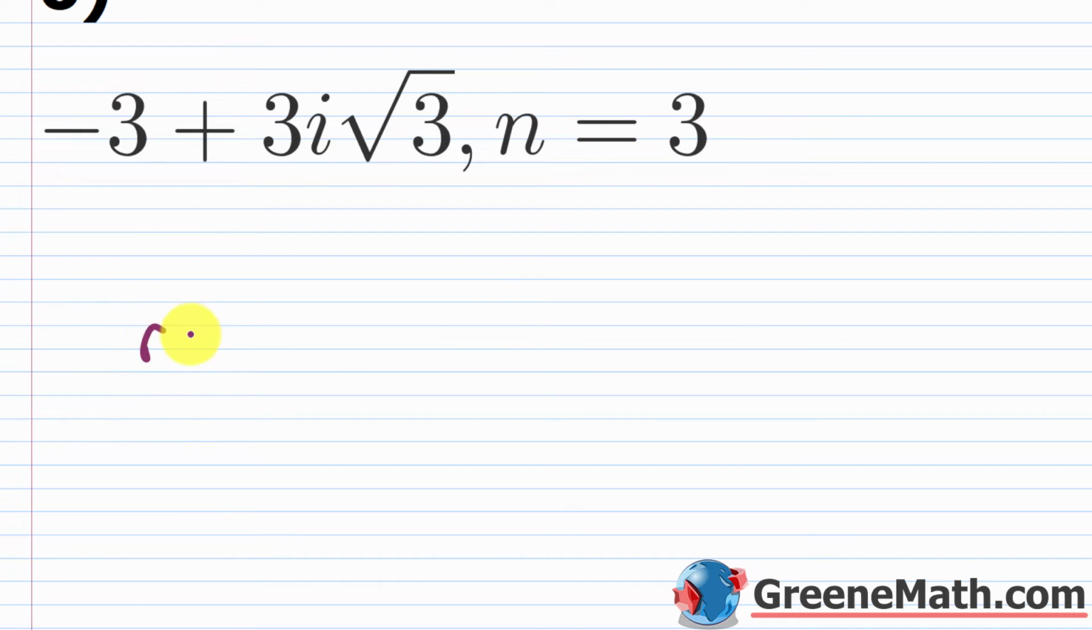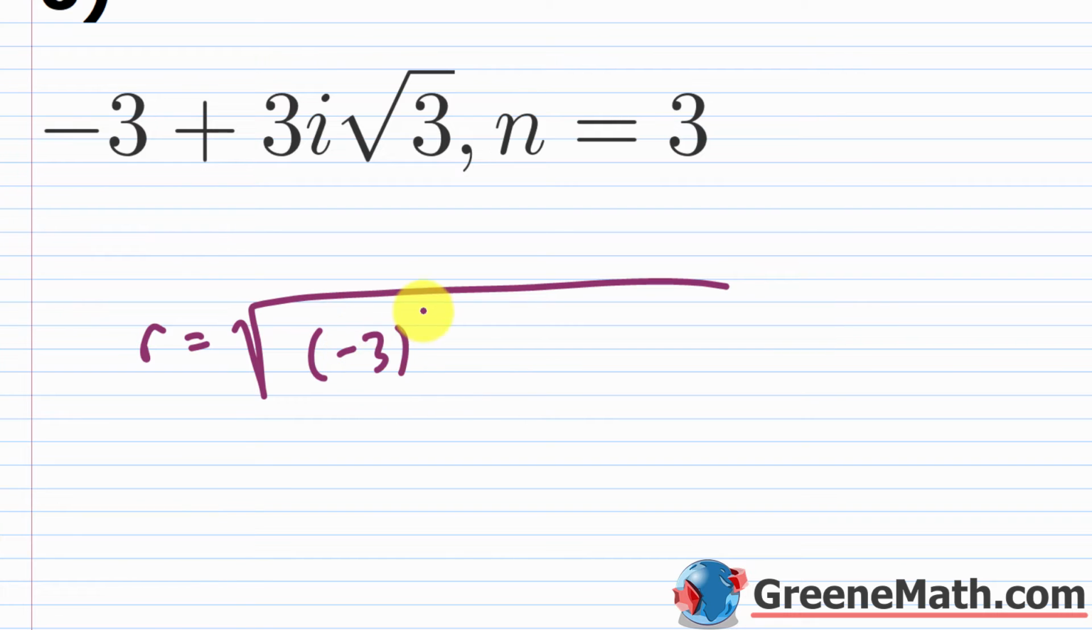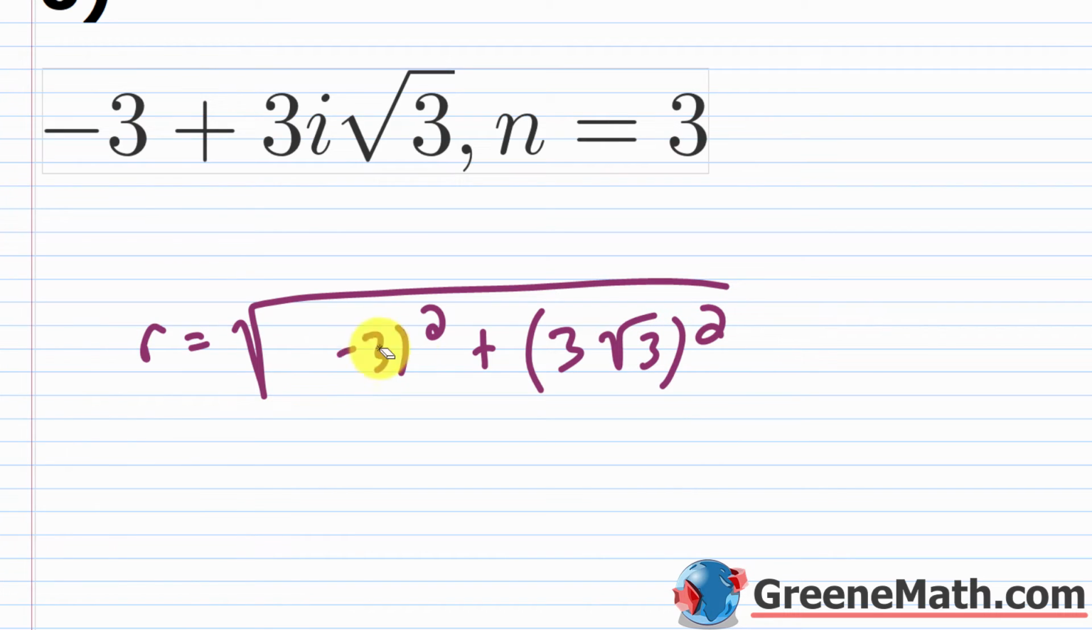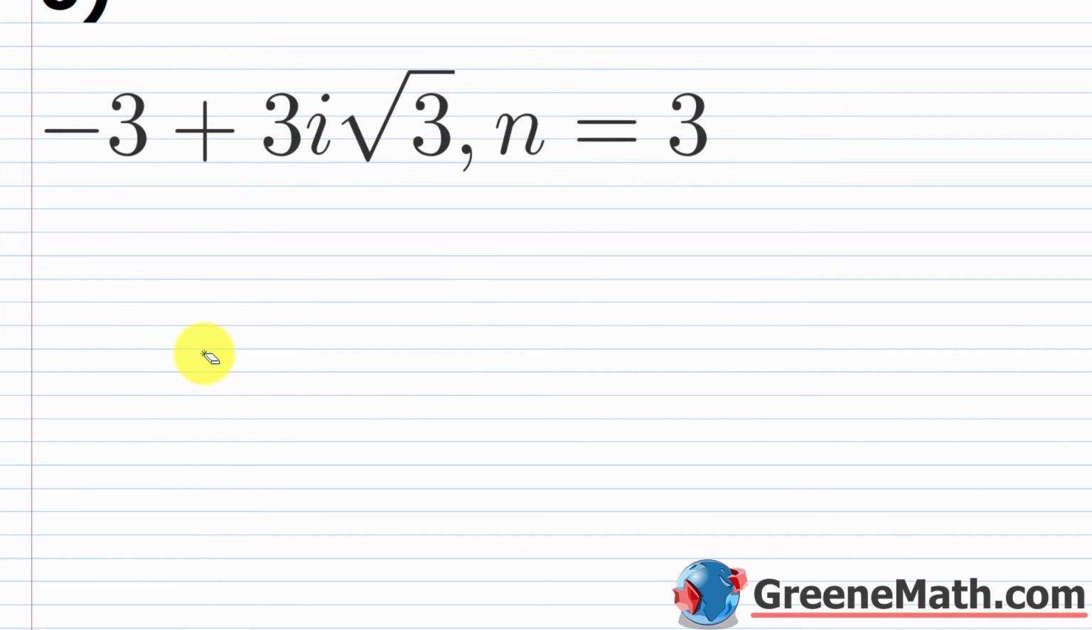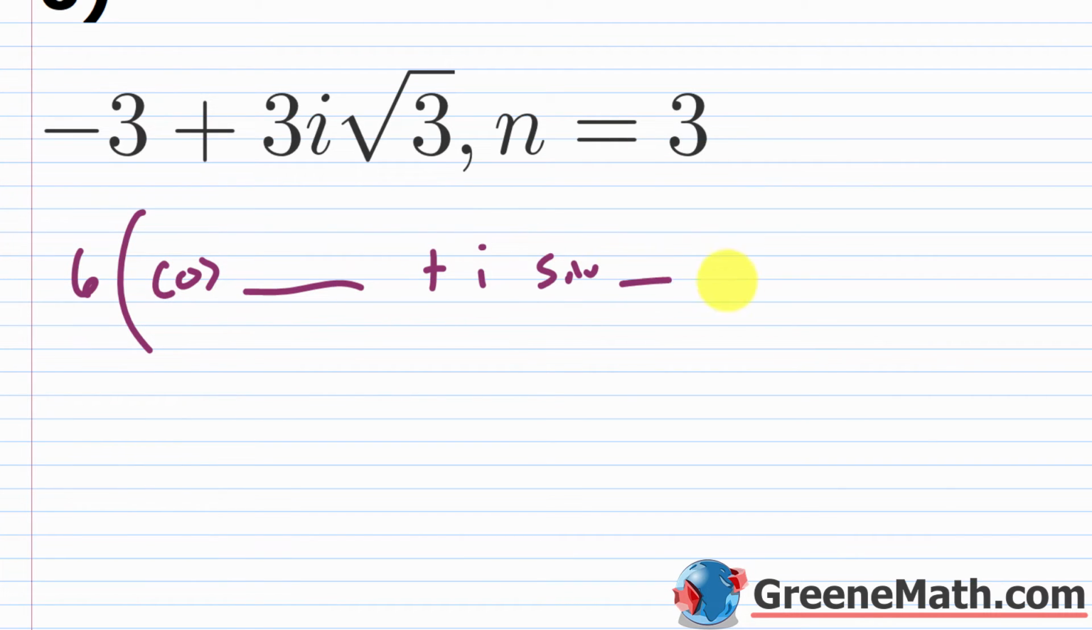So let's say that r is equal to the square root of the real part, so -3 squared, plus the imaginary part. This is 3 times square root of 3 being squared. So -3 squared is 9. And then 3 squared is 9. Square root of 3 being squared is 3. So this is 9 times 3 or 27. And then we know that 9 plus 27 is going to be 36. So the square root of 36 is 6. So the r value here is 6. So times the quantity cosine of theta plus I times the sine of theta.